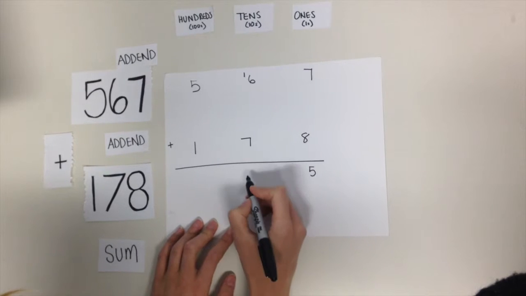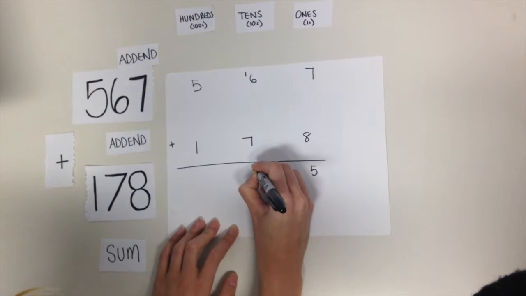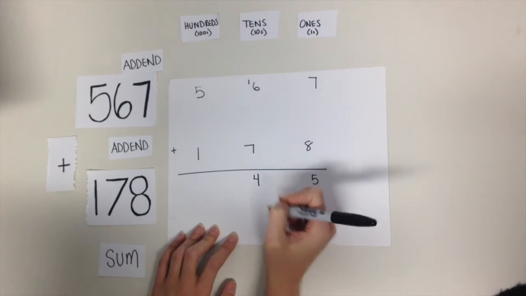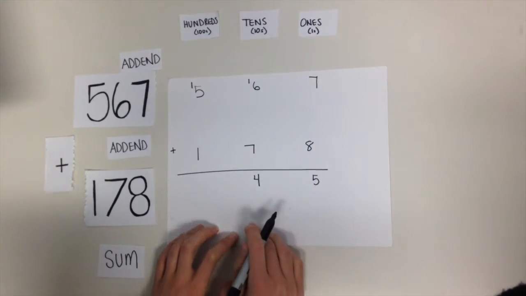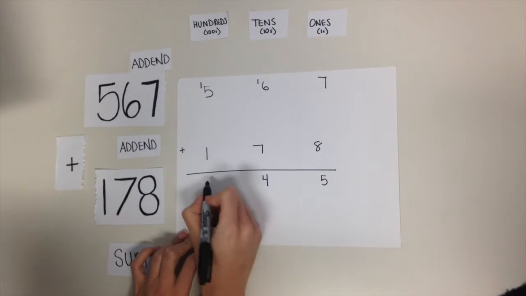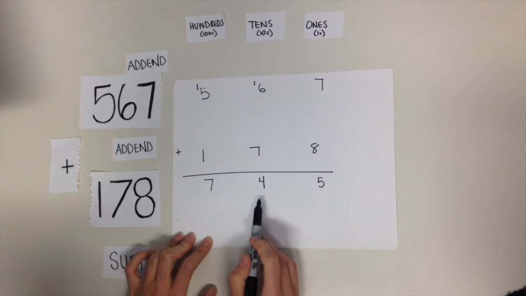I have 14 tens or 140, so I would leave 40 of those tens down in the sum, and I would trade 10 of those tens for 100. Finally, I can add the hundreds. In this case, I have 7 hundreds, giving me a total sum of 745.